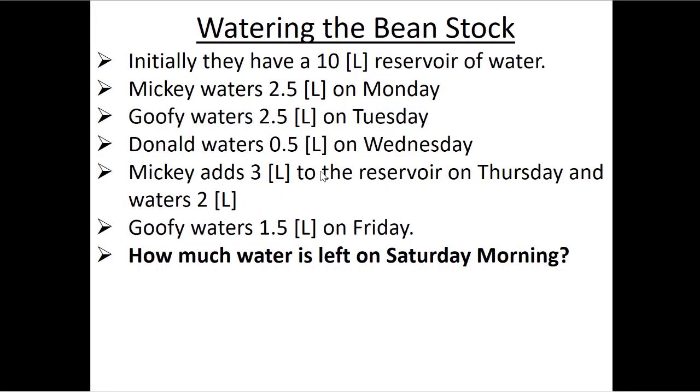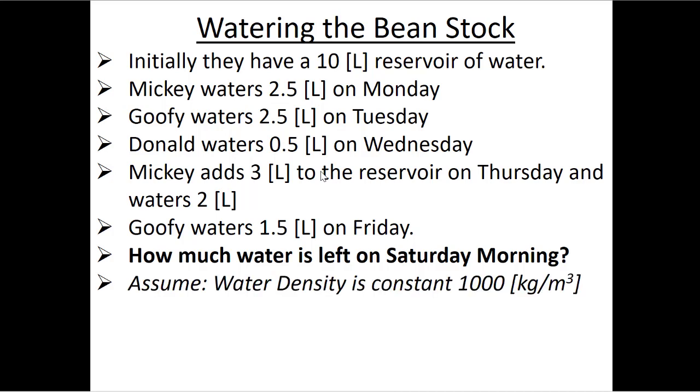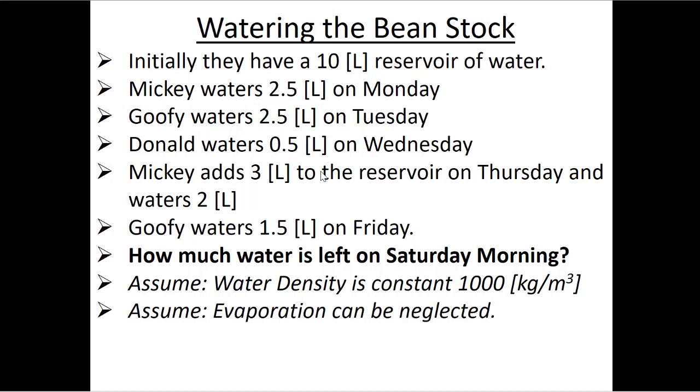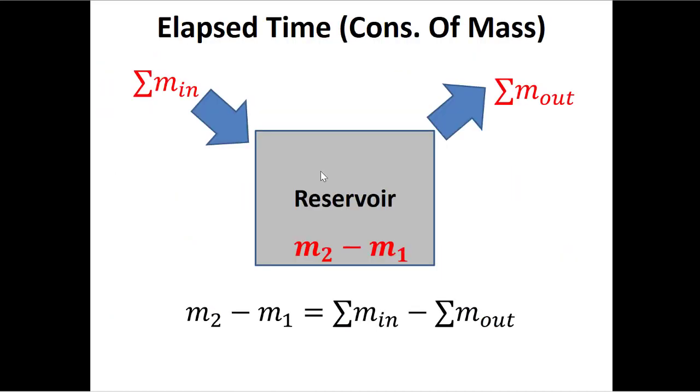So embedded in this problem is the assumption that the density of the water, or the specific volume of the water, because we're in thermodynamics class, stays constant. So we're going to assume that the density is about 1,000 kilograms per meter cubed, or that the specific volume is 1/1,000 meters cubed per kilogram. We'll assume that we can neglect evaporation of water from the reservoir, so maybe they've covered up that reservoir.